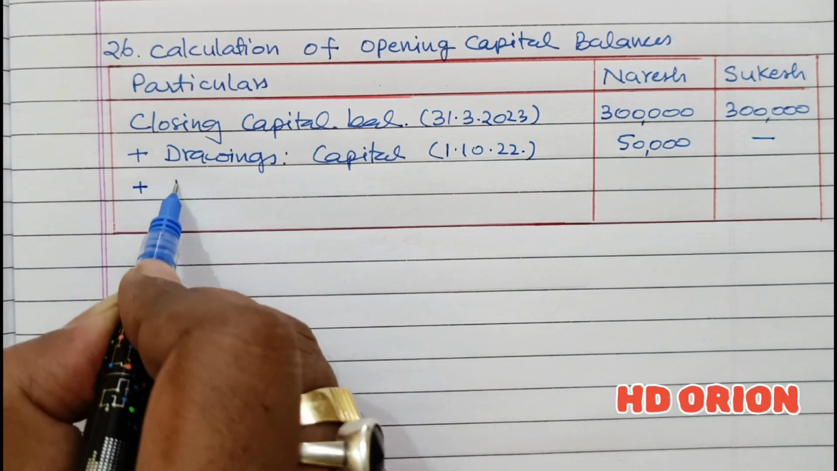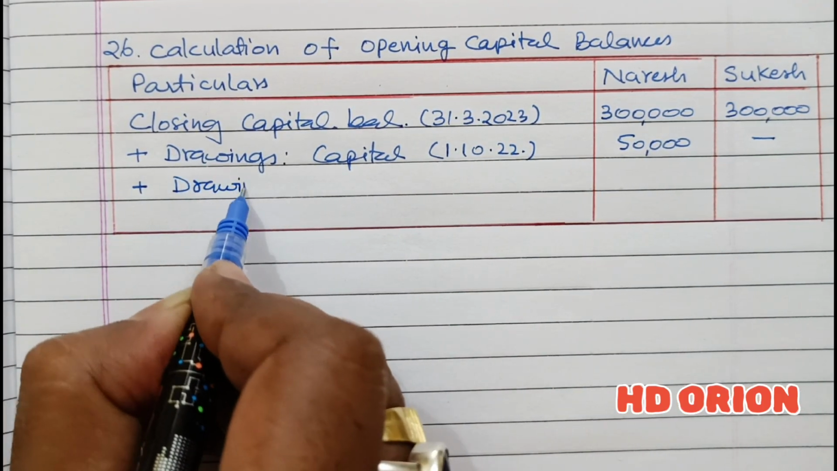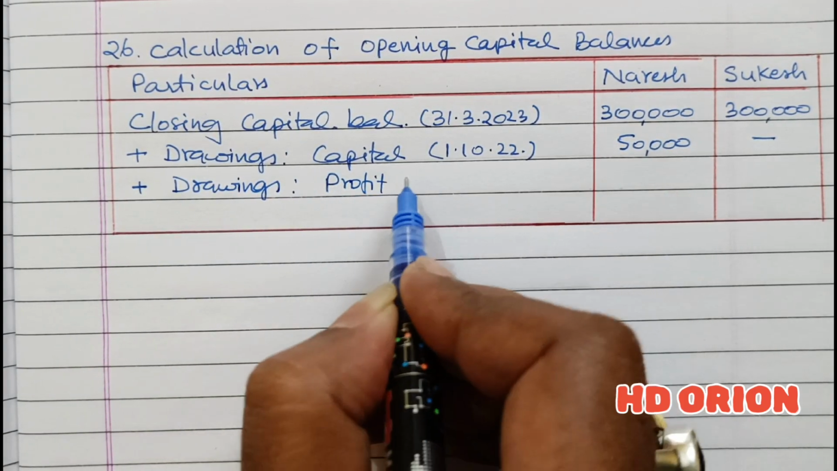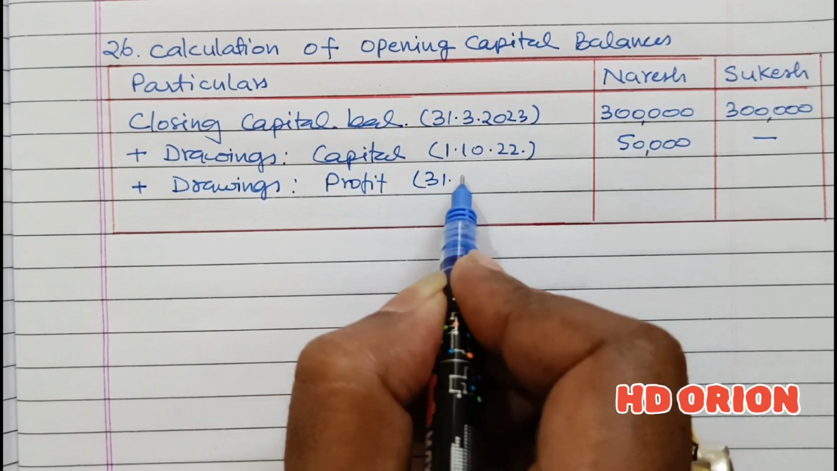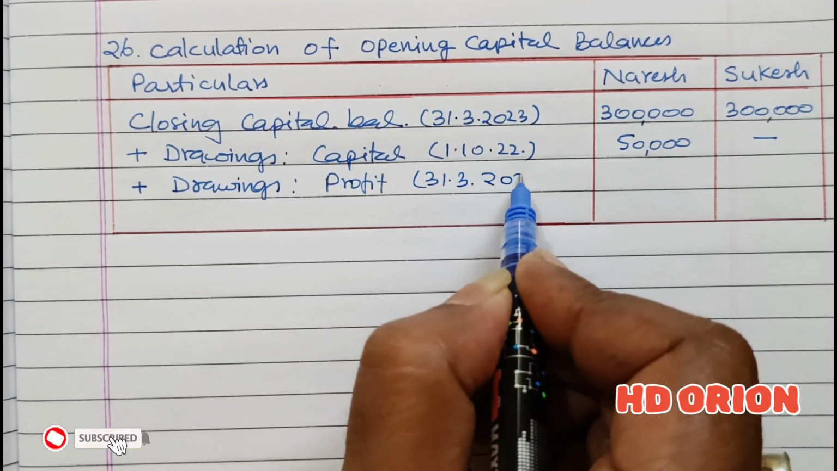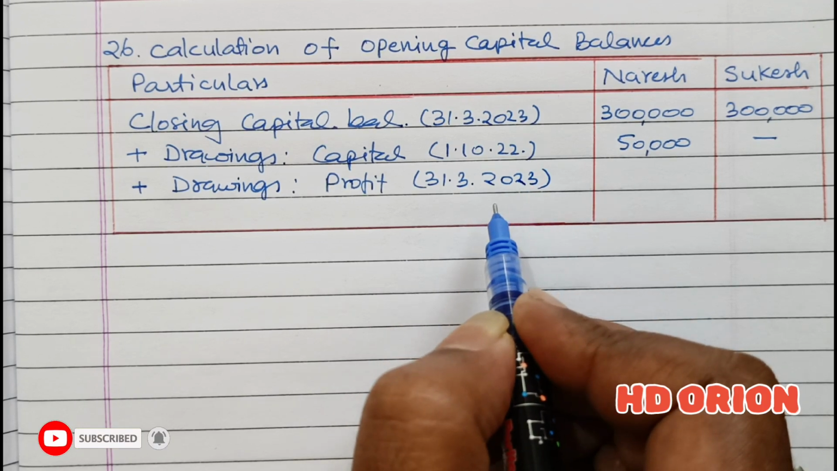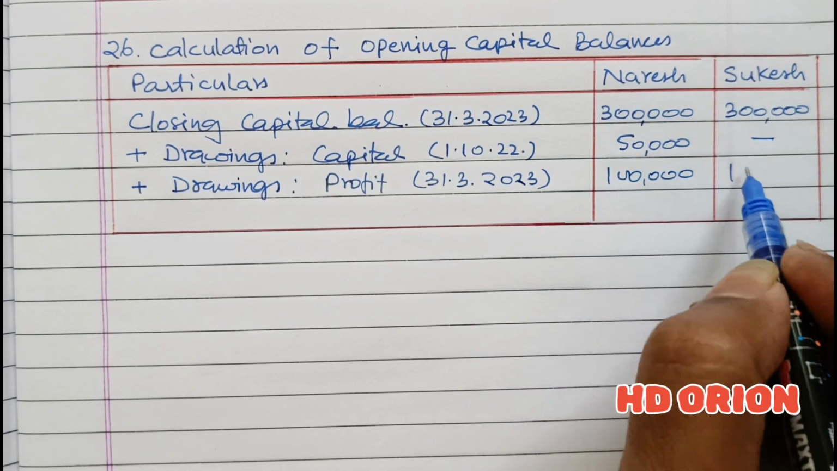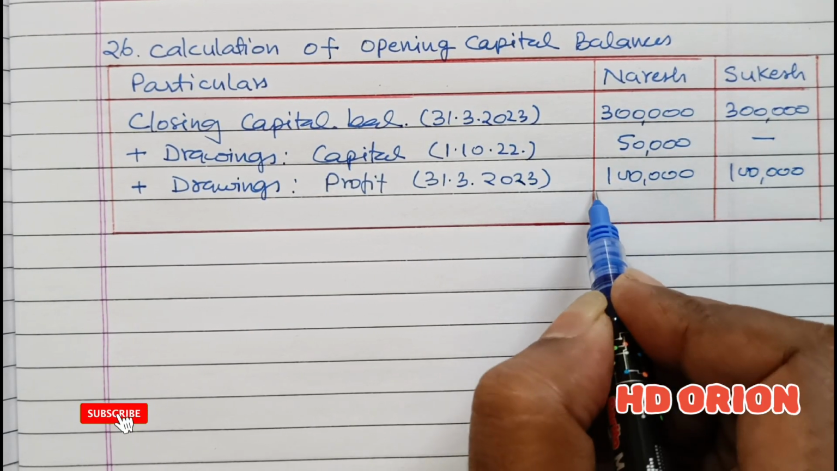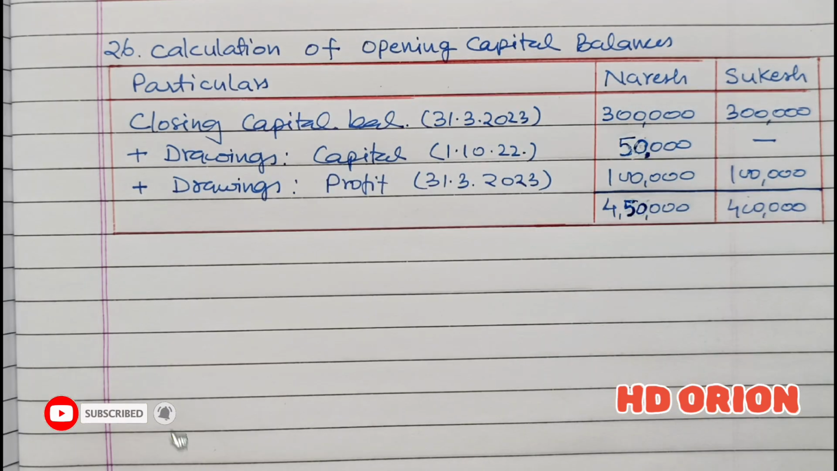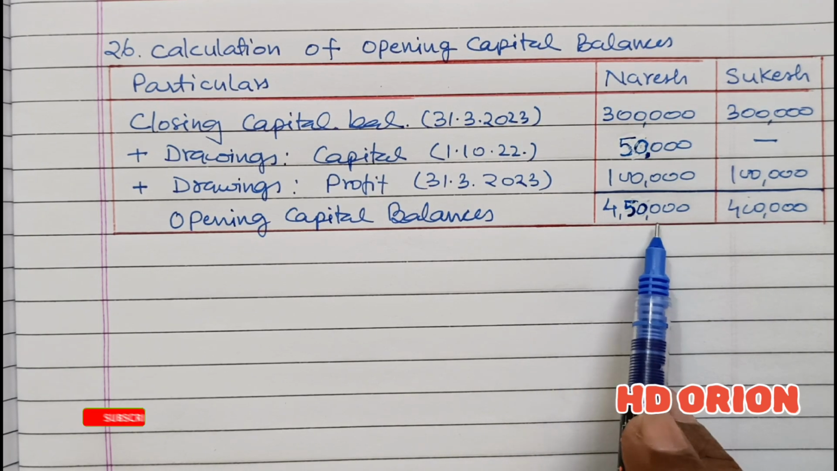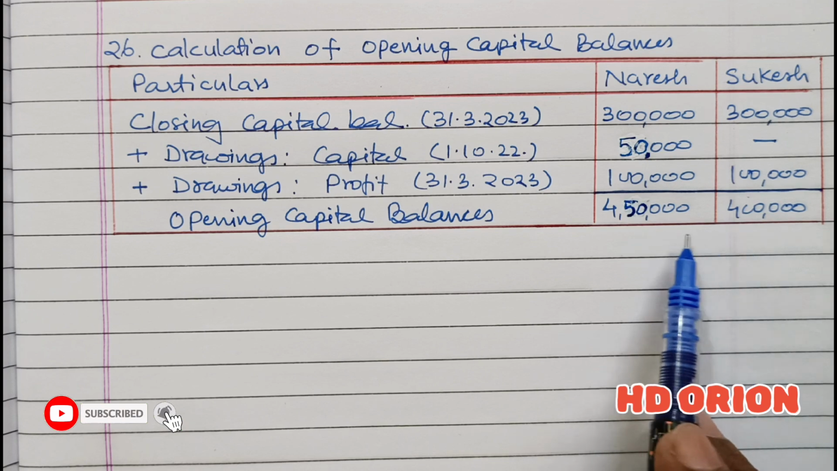And another drawing is also there, out of profit, and generally drawings out of profit are made on the last day of every year, unless otherwise mentioned in the question, and this is rupees 1 lakh each. So that much only. So we have got opening capital balances of rupees 4,50,000 and rupees 4 lakh for both the partners.